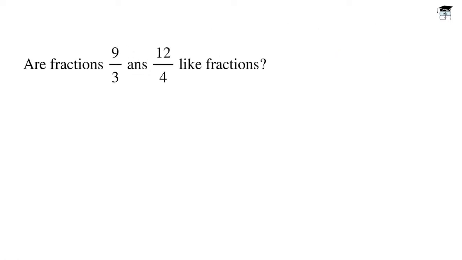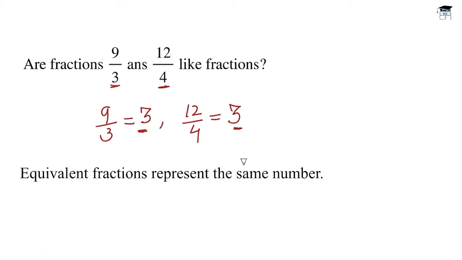Now can you tell me if 9 by 3 and 12 by 4 are like or unlike fractions? You may guess that these are unlike fractions because their denominators are different. But something interesting is happening here. If you solve these fractions, which means that you divide 9 by 3, you will get 3. And if you divide 12 by 4, you will get 3. So by dividing these fractions, you are getting the same number 3. That means that both of these fractions represent the same number. These types of fractions are known as equivalent fractions.